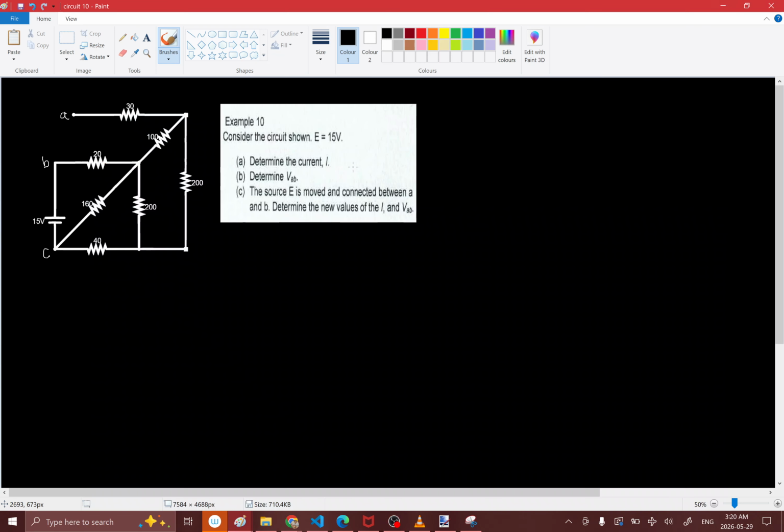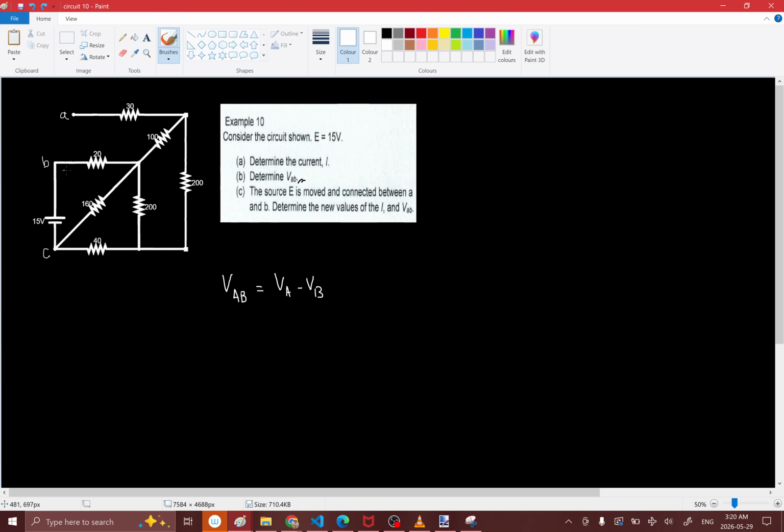Okay, so let's do question B now. We're trying to find out the voltage AB. So VAB is equal to VA minus VB. Voltage at position A minus voltage at position B. So what's the voltage going to be at position B?